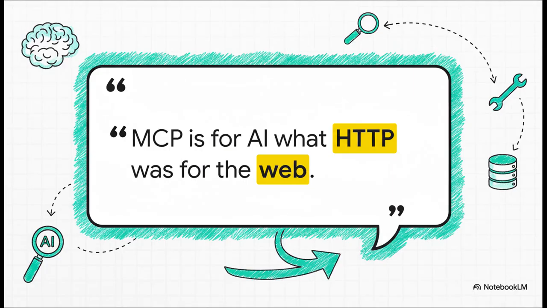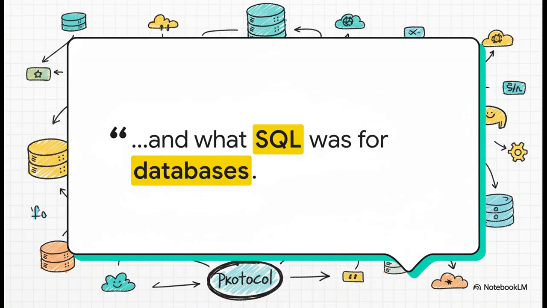To really get your head around how big of a deal this is, you have to think back to what HTTP did for the internet. Before HTTP, there was no standard way for computers to share information, and the web as we know it just couldn't exist. MCP is aiming to be that exact same kind of foundational, world-changing protocol, but for this new age of AI. Or here's another one. Think about what SQL did for databases. Before SQL, every single database had its own unique proprietary query language. It was chaos. Then SQL came along and created a universal standard, letting developers work with any database using the exact same commands. Well, MCP is doing the exact same thing, but for connecting models to tools.